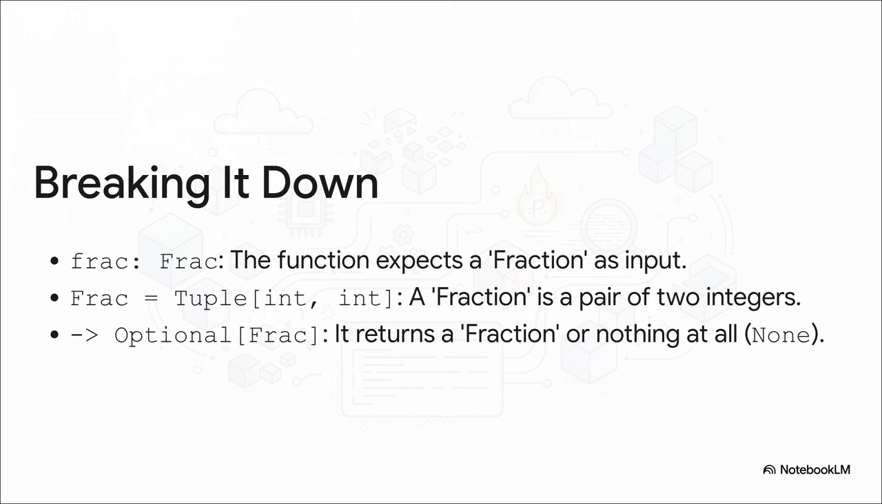That first part, frac, is just a little note telling us this function expects to get a fraction. Then we define what a fraction is, just a pair of two integers. And that arrow just tells us what the function will give us back: either another fraction, or maybe nothing at all. See? It's like leaving helpful instructions for your team.